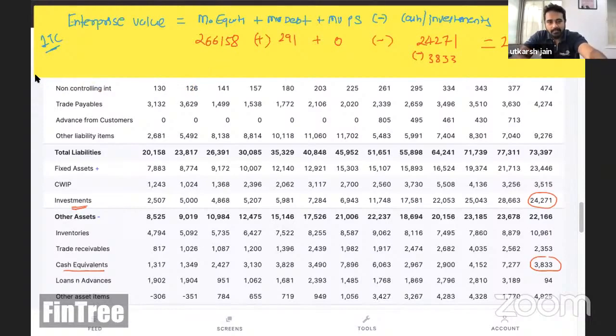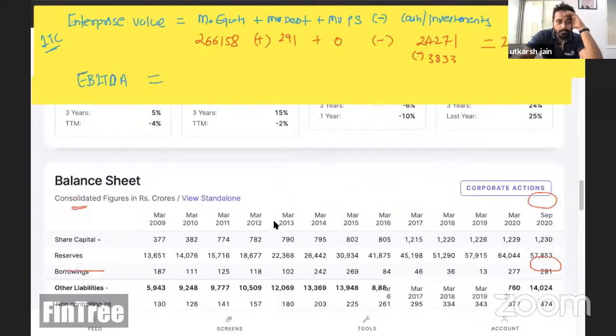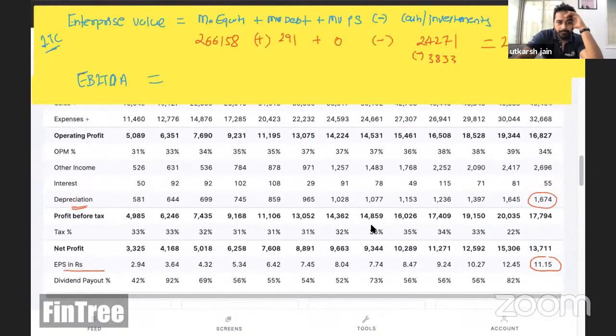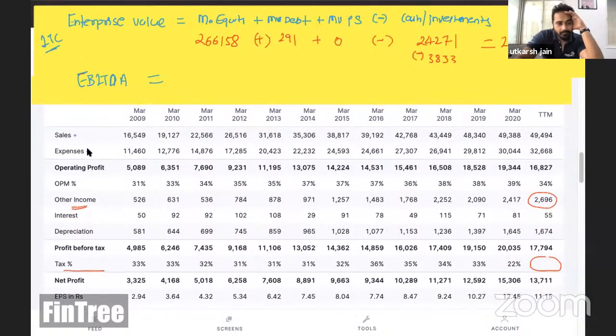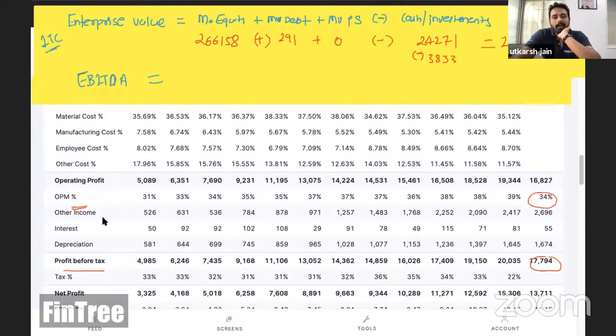Now, what we need next is the EBITDA number. So let's go and calculate the EBITDA number for the company. EBITDA is ready-made. Let's go to the profit and loss account on Screener and see if we can get the EBITDA number. Again, you can decide to do a little bit of normalization there. Let's see what we have in expenses: material, manufacturing, employee, and other cost. My understanding is Screener's operating profit is actually EBITDA. The operating profit that Screener shows is not EBIT because they deduct the depreciation later on. So that is actually the EBITDA number.